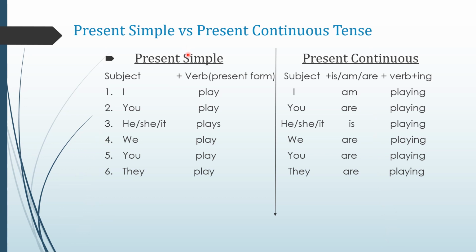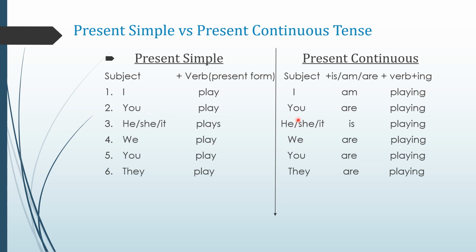Now, children, let's see what are the differences between present simple tense sentences and present continuous tense sentences, the structure, and how we use them. See here, in present simple tense, for example, the first one, see the subject I. With I, we use play because I is the pronoun which always takes a plural verb. So, I play. In present continuous tense, it is I am playing.